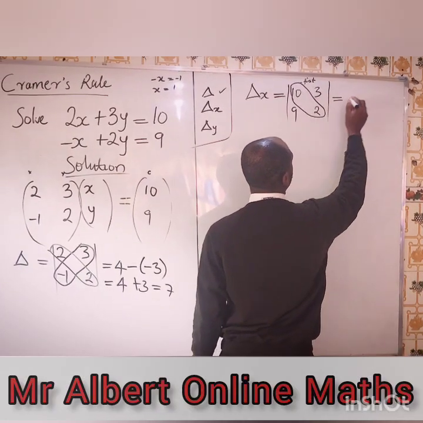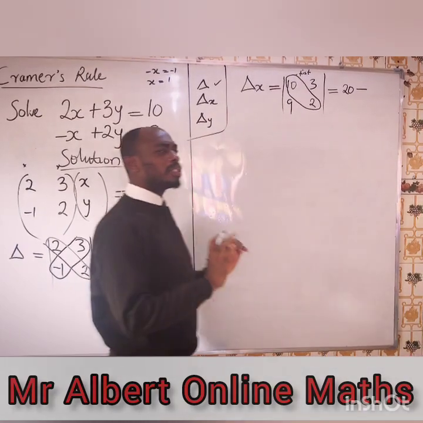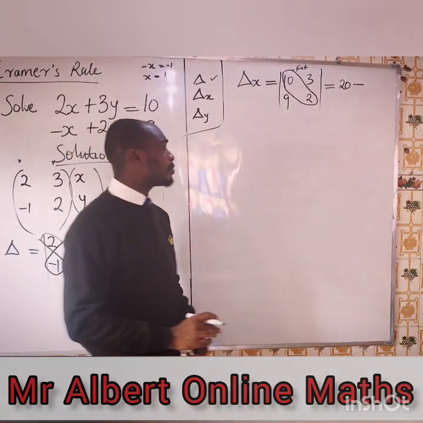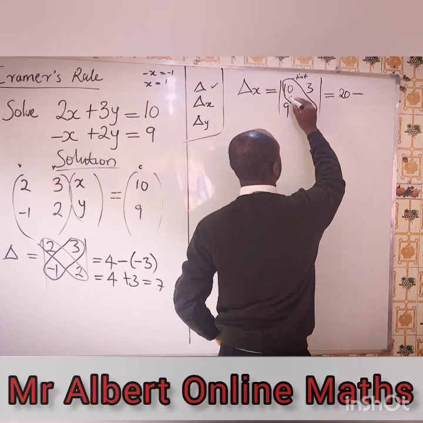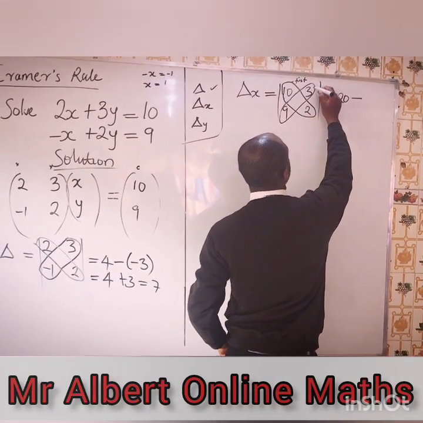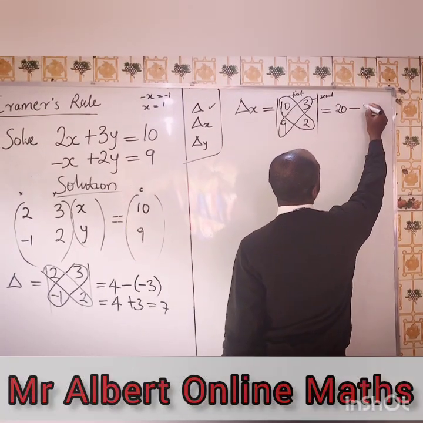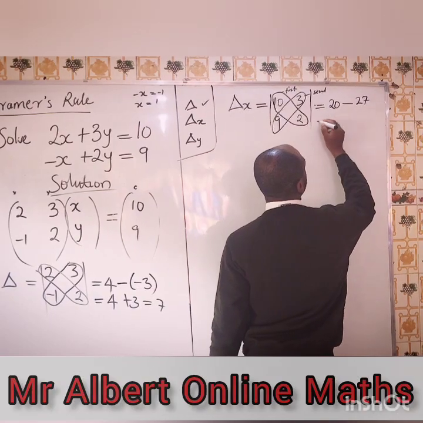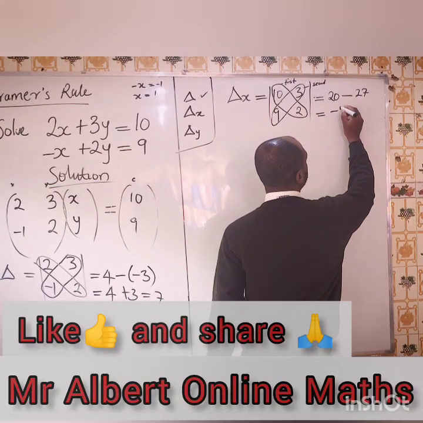10 times 2 is 20, minus, please, the subtraction sign is there. Don't always miss the subtraction sign. 3 times 9, this is done second. 3 times 9 is 27. 20 minus 27 is negative 7.